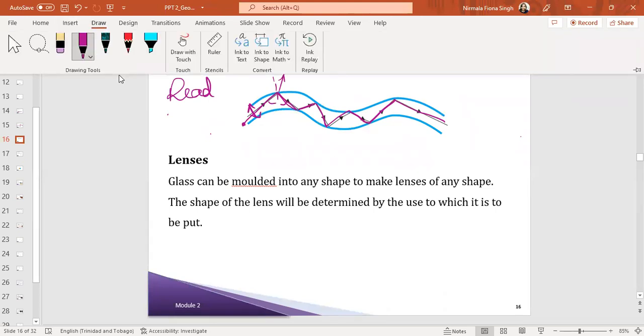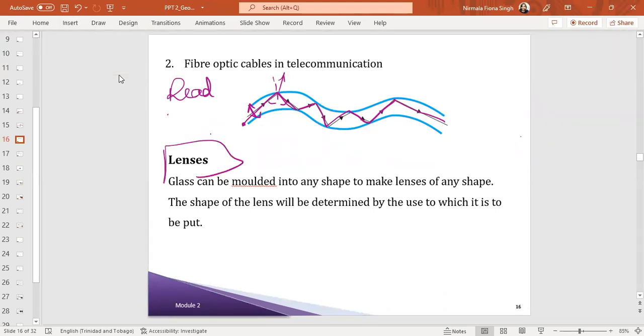Okay, so moving on, lenses. Glass can be molded into any shape to make lenses of any shape. The shape of the lens will be determined by the use to which it is to be put. We don't make lenses randomly. We make lenses for specific purposes.